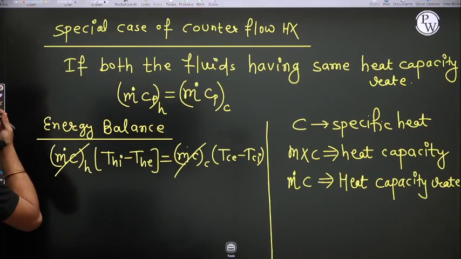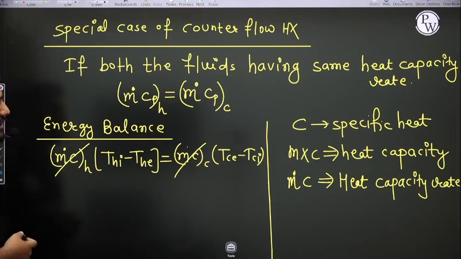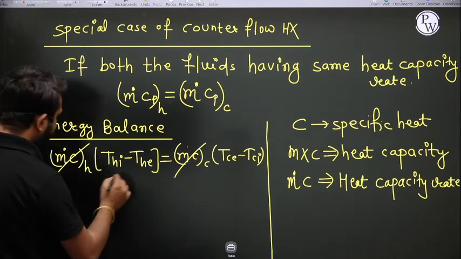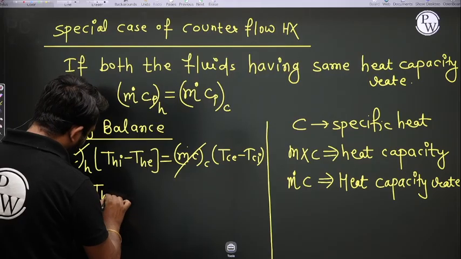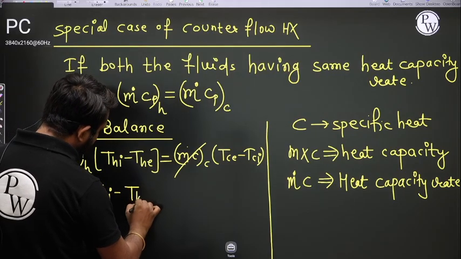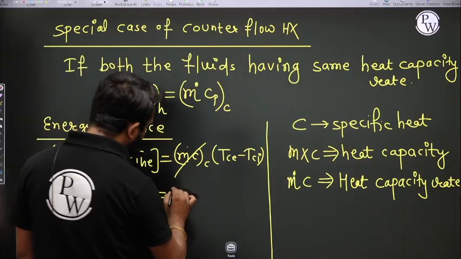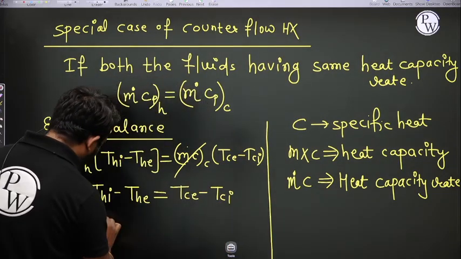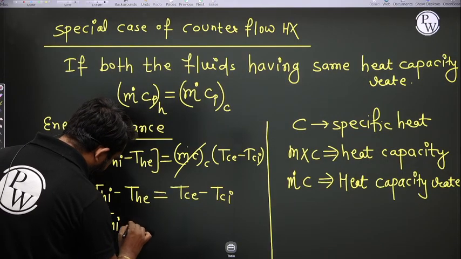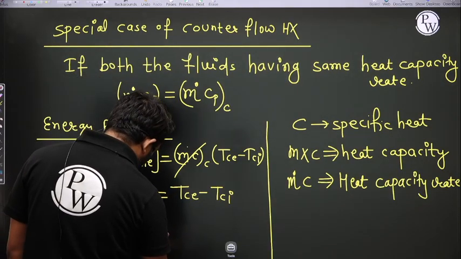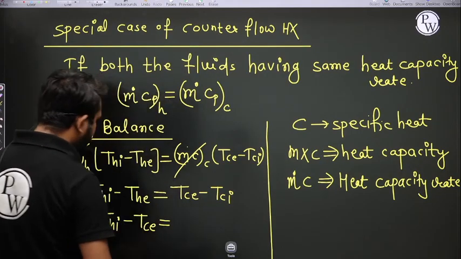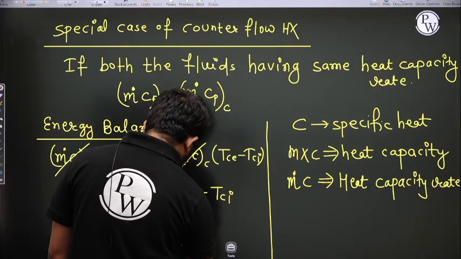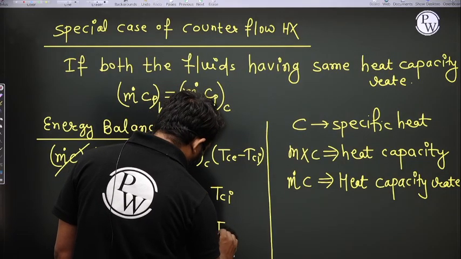Now see, m C of the hot fluid, the heat capacity rate of the hot fluid, is equal to the heat capacity rate of the cold fluid, right? So ultimately you are getting Thi minus The is equal to Tce minus Tci. Now see here, simply arrange this mathematical expression: Thi minus Tce, and The minus Tci.